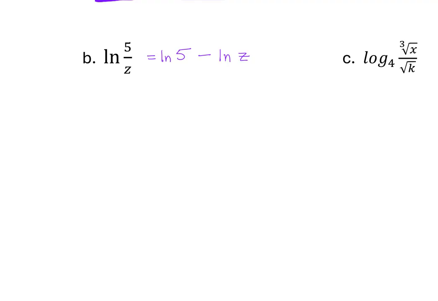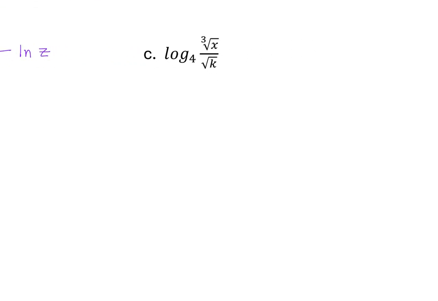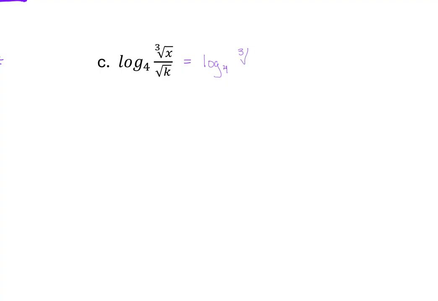All right, example C is going to be the most complicated of these, but let's go ahead and look at it. It's not that bad. This one is going to be a 2 or 3 step problem. The first thing that I see is a division. And so division, when we separate it, turns into subtraction. And so we're going to go log base 4 cube root of x minus log base 4 square root of k.